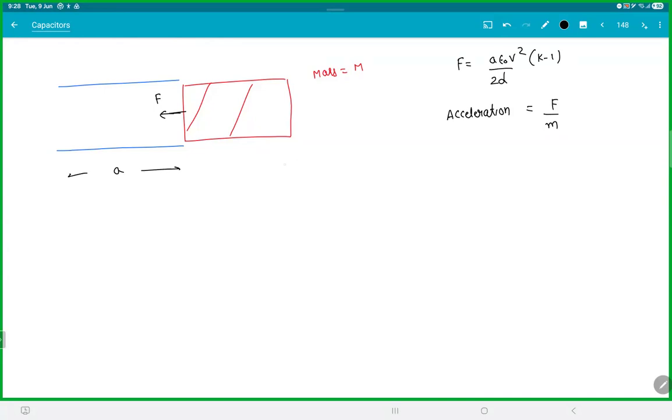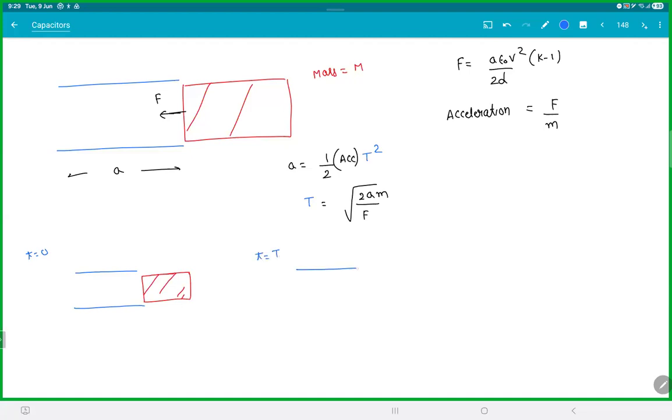So what is the time taken? We use the formula, S is equal to half A T square. So we get T is equal to root over 2 times A by acceleration, which is F by M. So how will the motion look like? Look at this picture. This is how it looks. So this was the slab. At T0, you're here. And then let's call this thing as capital T. When T is equal to capital T, you will completely go inside the capacitor. You will be here. At this point, you have maximum speed.